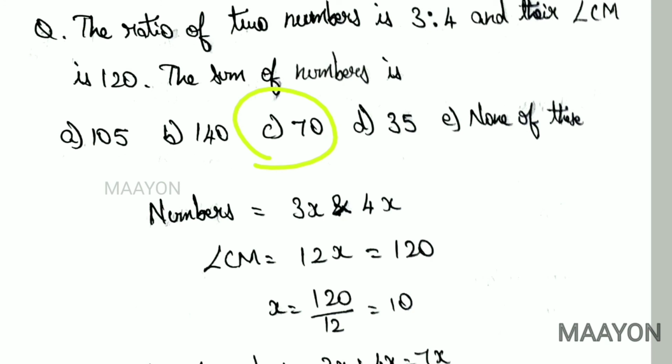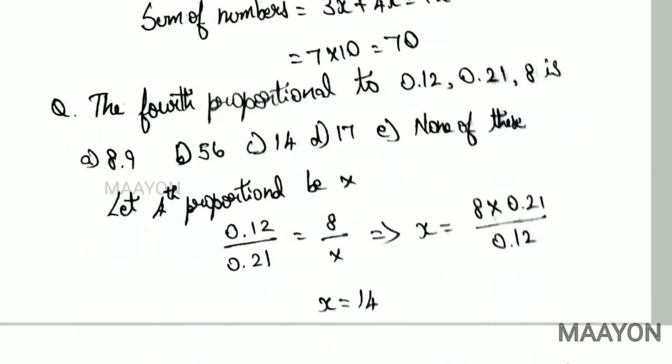Now let's see the next question. The fourth proportional to 0.12, 0.21, 8 is: option A 8.9, B 56, C 14, D 17, E none of these. Here they are asking us to find the fourth proportional, which means these four are in proportion.